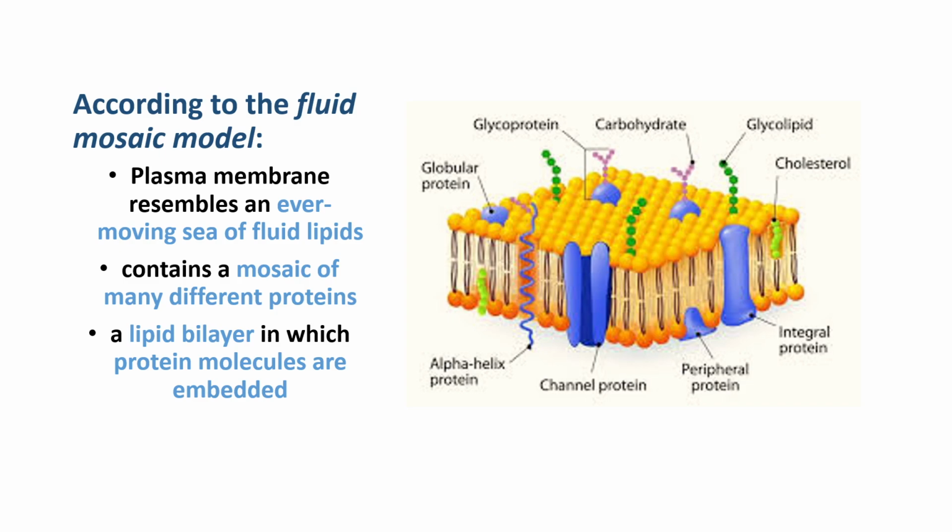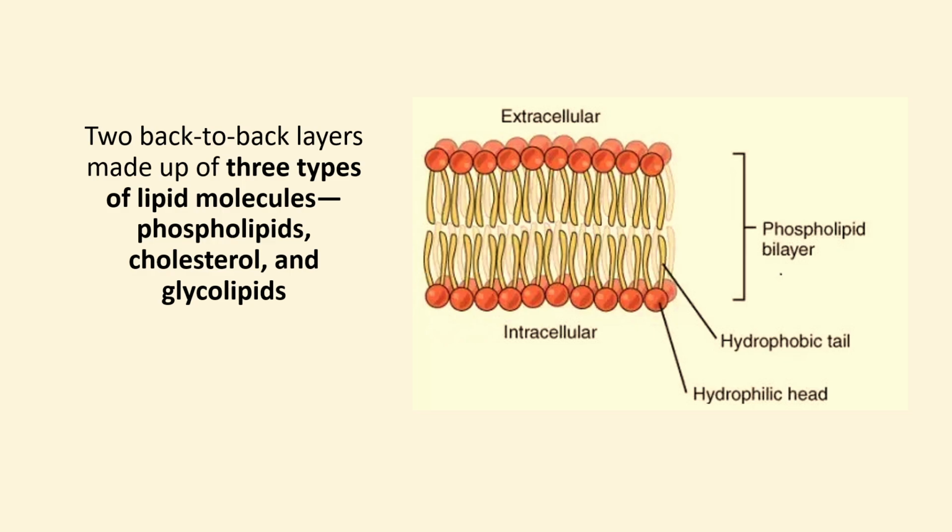Now, the lipid bilayer is composed of two back-to-back layers. Up to three types of lipid molecules are present in a single lipid bilayer. First is the phospholipid, second cholesterol, and third glycolipid. This structure is the phospholipid bilayer. You can see two layers of lipid molecules are present in the plasma membrane, the extracellular layer and the intracellular layer.